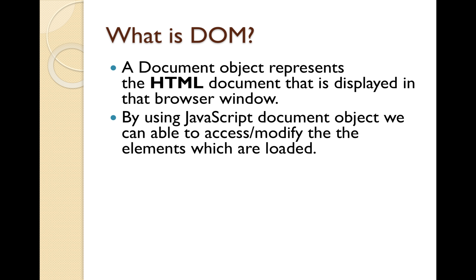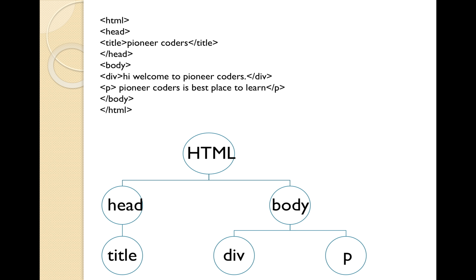So if you see the DOM structure of a basic HTML document, you see head, body, and title, followed by body, which has two tags: one div tag and then one paragraph tag. For this particular HTML document, if you see the diagram below, the DOM structure is like a tree structure.